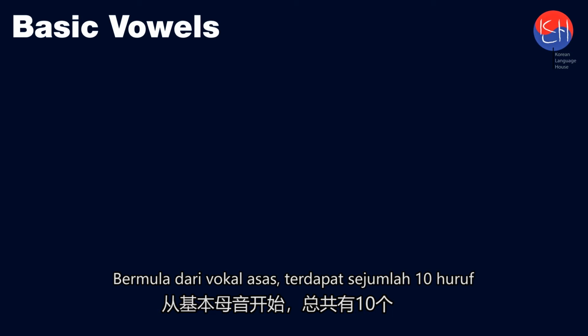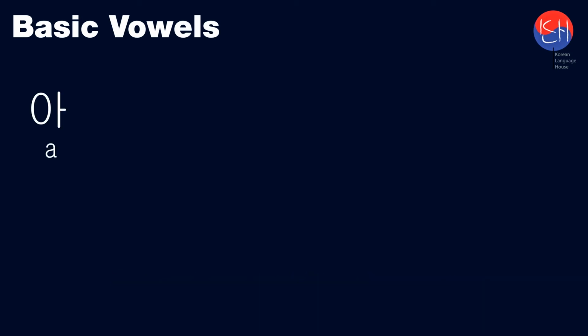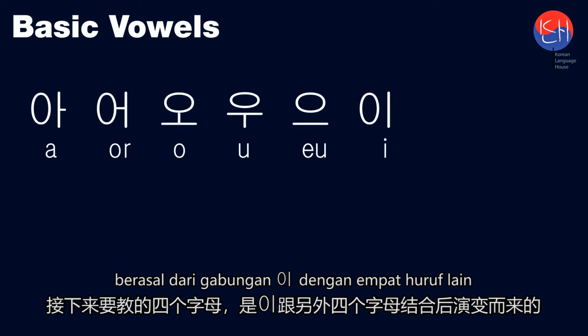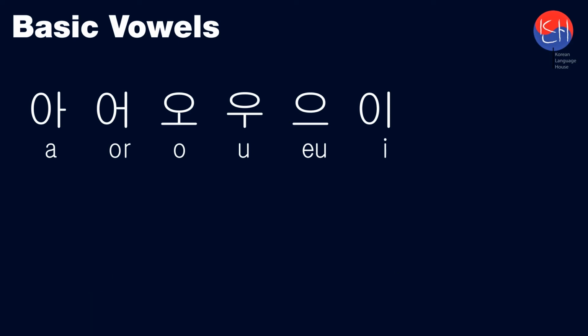Let's look at the basic vowels first. There are 10 of them. A, O, U, E. The following alphabets are a combination of E and 4 other alphabets.